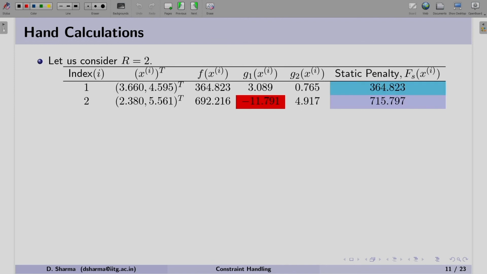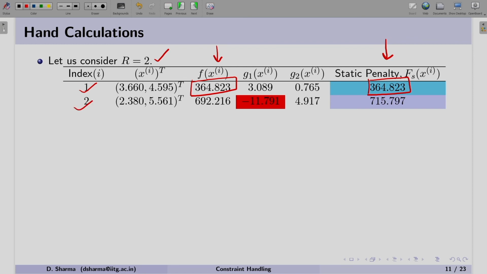Now, since we have done calculation for 3 solutions, let us move ahead. In this case, we are considering R equals 2. We have performed our calculation for solution 1, and as we understood, since this particular solution is feasible, the objective function value will become the penalty function value, as you can see in column number 3 and column number 6.